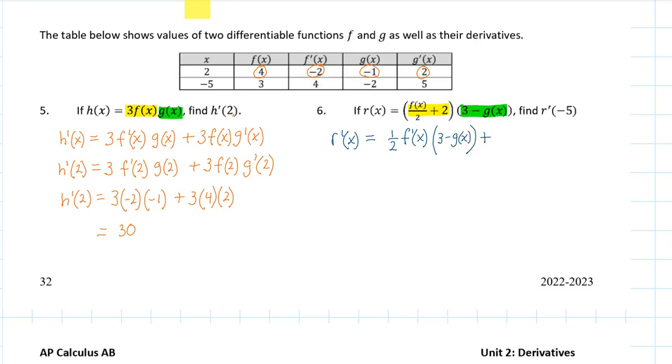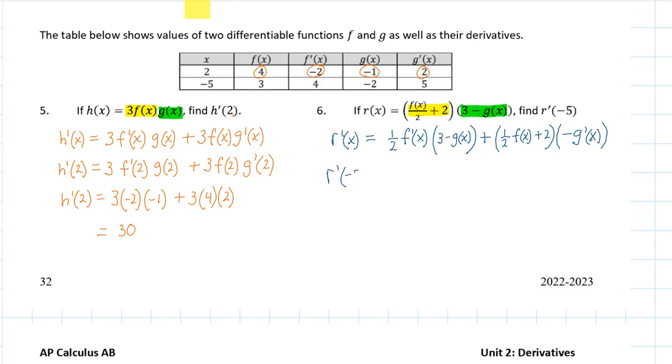plus the first one. So I'm going to rewrite that one. I'm going to keep the 1/2 in front. Again, I like my fractions separate. F of x plus 2 times the derivative of the second. Now, the derivative of 3 is 0, but you have to be careful because there's a minus sign after that. And then I need the derivative of g, which is g prime of x. All right, let's plug in -5 and see what we get here.